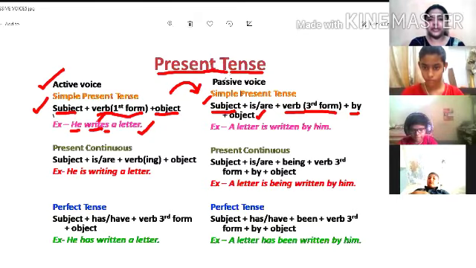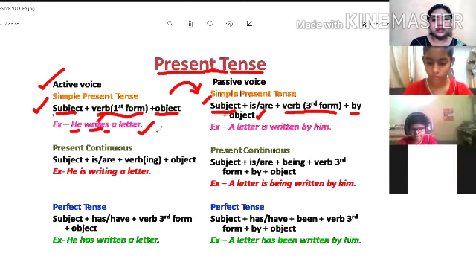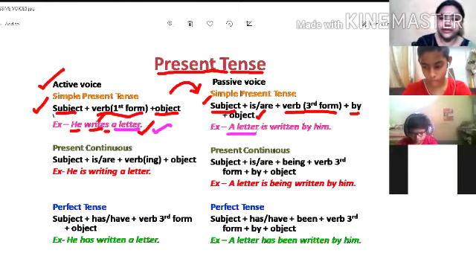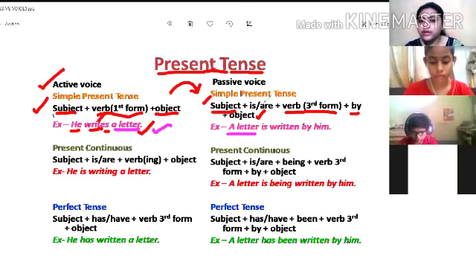Now let us look at the example. The example was: he writes a letter. A letter was the object in the active voice, so we will be placing it in the place of subject in passive voice. So we'll start the sentence with a letter. And a letter is singular, so we will be using is. This is and are depends on the number of the object which was there in the active voice.